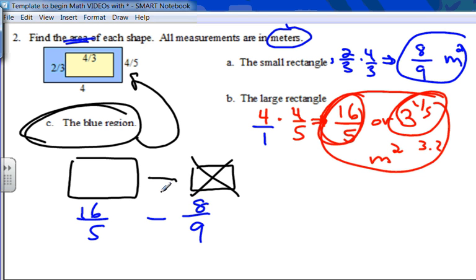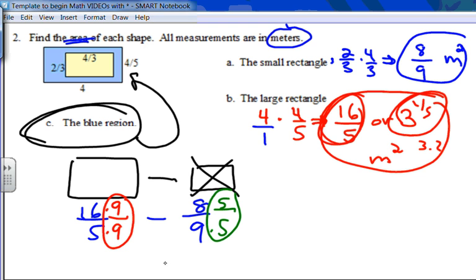And if we are doing this without a calculator, we will need common denominators. Adding and subtracting fractions requires common denominators. All right, so the common denominator might be 45. You look at the red, the green, see that I'm multiplying times 1, which does not change the value of 8/9. I'm multiplying times 9 divided by 9, which is 1. And multiplying by 1 does not change the value of 16/5.